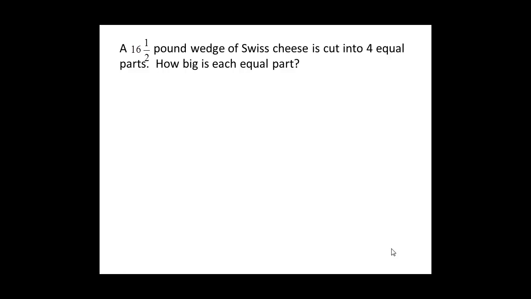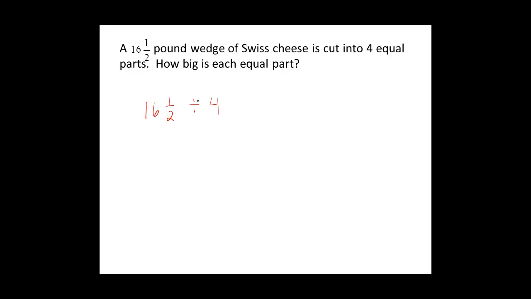A 16 1/2 pound wedge of Swiss cheese is cut into 4 equal parts. How big is each equal part? This is a division problem. We will take our big wedge of Swiss cheese and cut it into 4 equal parts. So our 16 1/2 pound wedge is going to be divided into 4 equal parts.